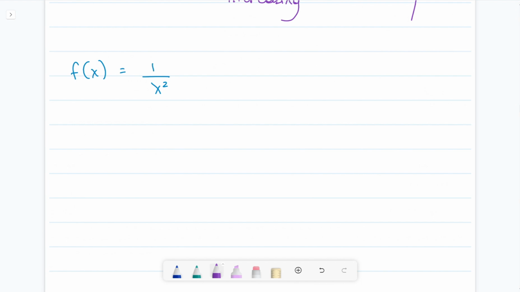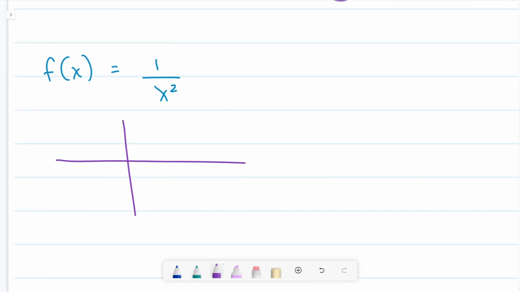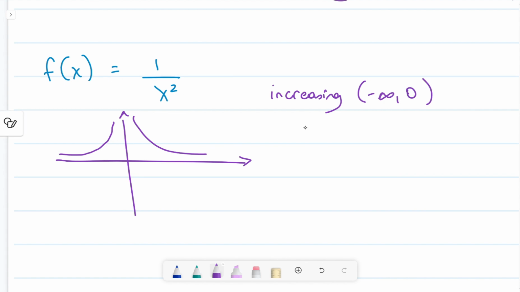Now let's look at 1 over x squared. Again, as I said, graphing is the best in such questions. This is how the graph for 1 over x squared looks. So we can see that it's increasing in this first portion of the graph. It's increasing from negative infinity till 0, and it's decreasing from 0 till infinity.